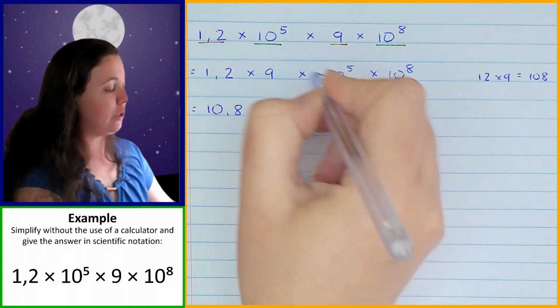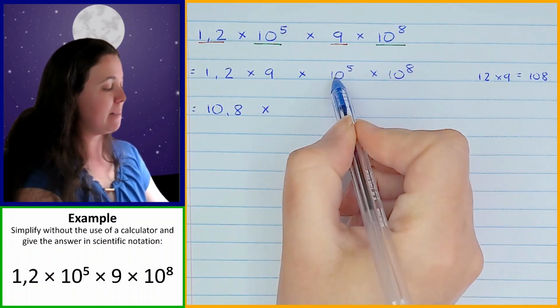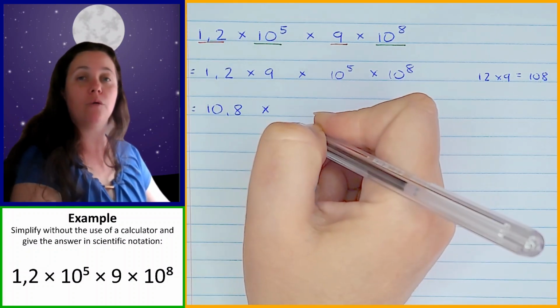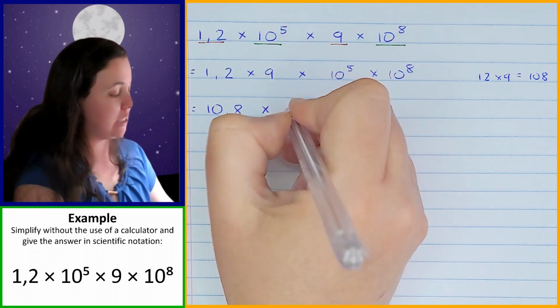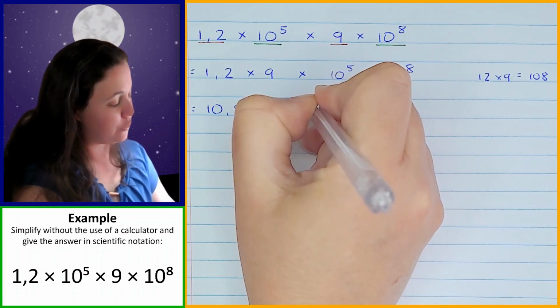Okay, now we're going to multiply our powers of 10. This is still times over here. And then 10 to the power of 5 times 10 to the power of 8. We know that our law for multiplying powers with the same base is that we add the exponents. So it's going to be 10 to the power of 5 plus 8, which is 13.